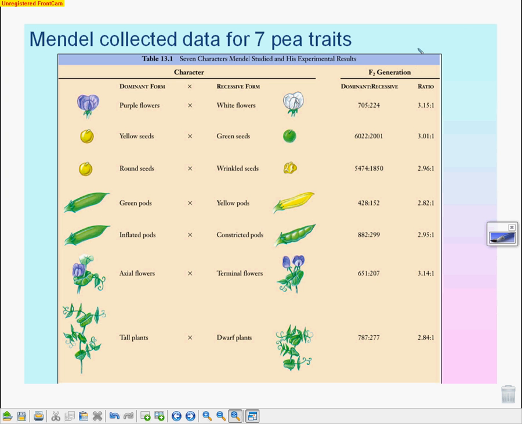And what I like about this is looking over here in the F2 generation, he kept track of these ratios. And if you see, they're not always nice and neat 3-to-1s, but pretty darn close to that. And that's where he was coming up with this idea of traits that are dominant versus traits that are recessive.